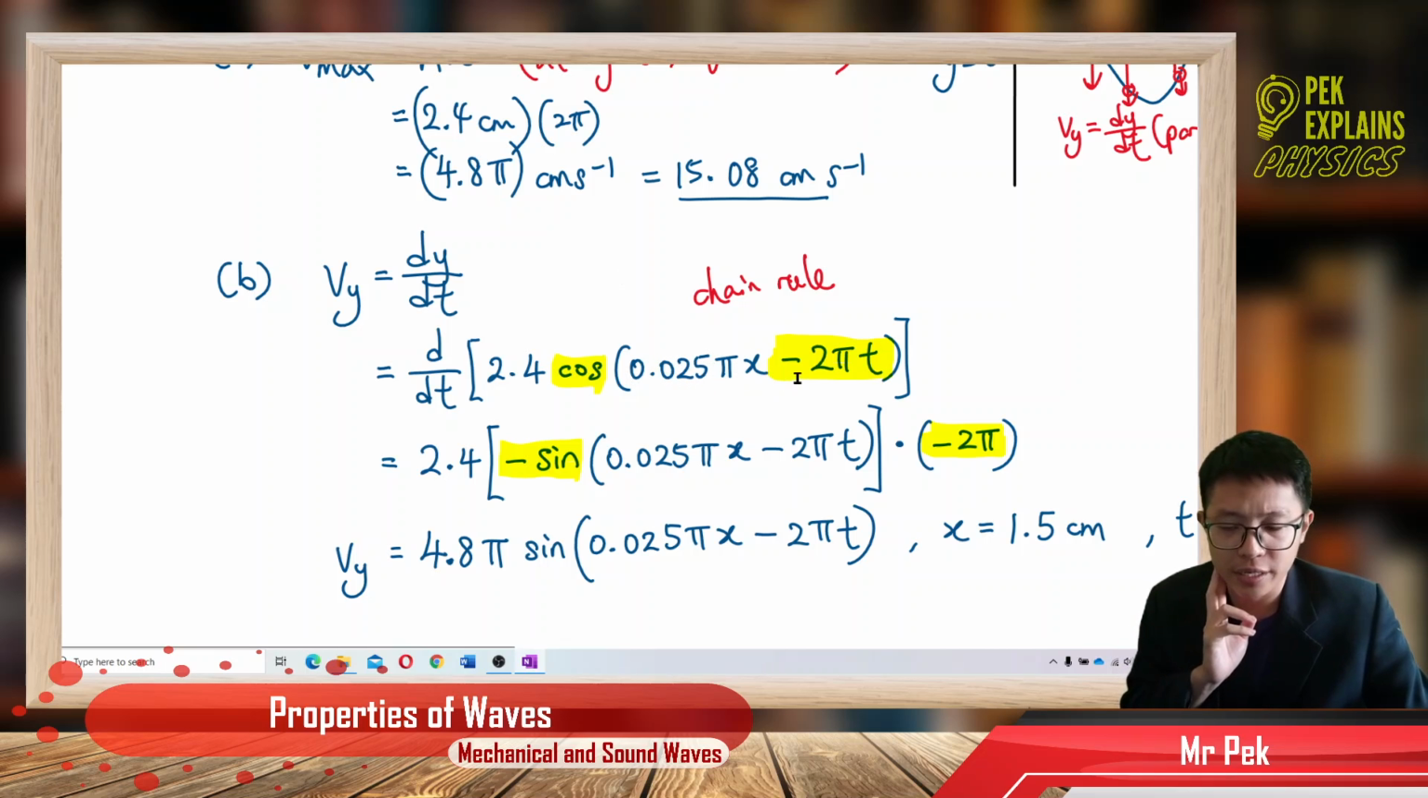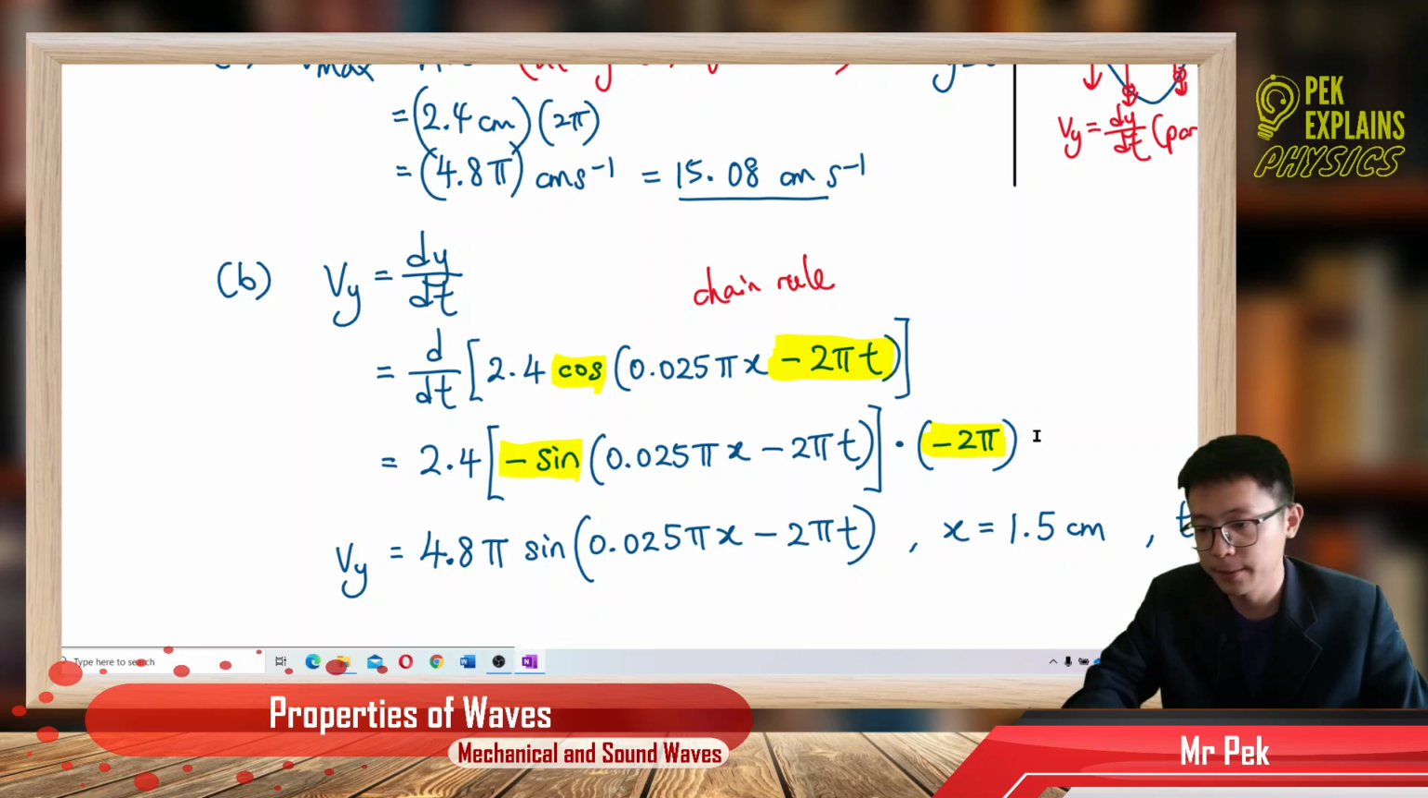Then you differentiate the negative 2 pi t, you get negative 2 pi, because t becomes power 0, and power 0 becomes 1. So negative 2 pi. Don't forget, the negative also you need to write down. Don't just take the 2 pi, the negative must be included. The whole thing, negative 2 pi, is the constant, and t becomes power 0 and just disappears.